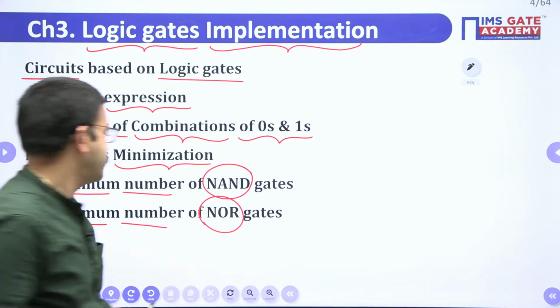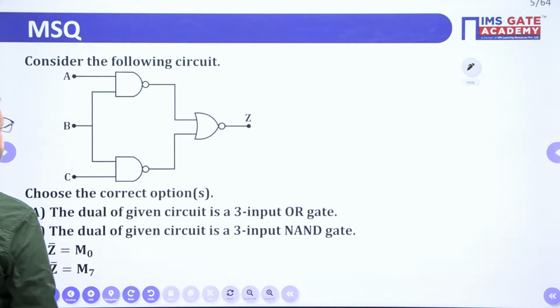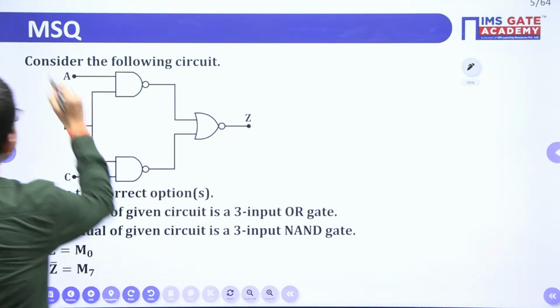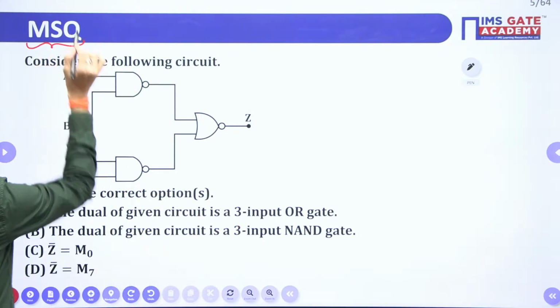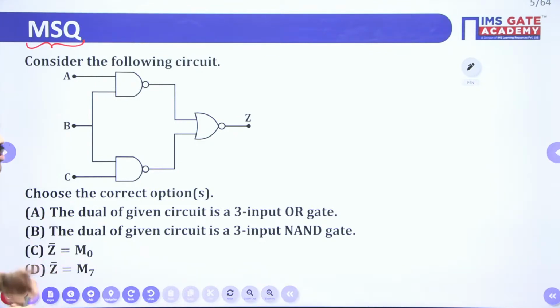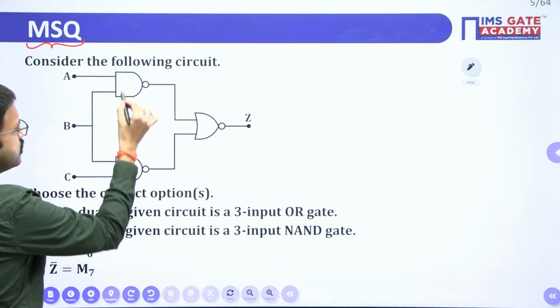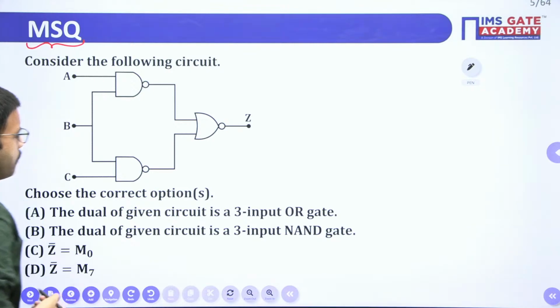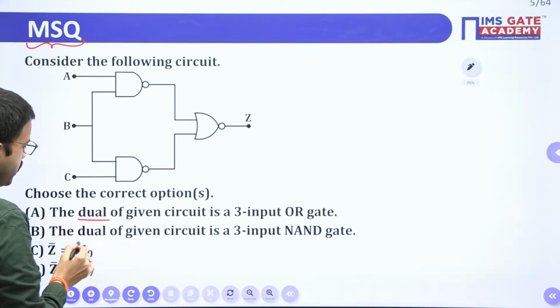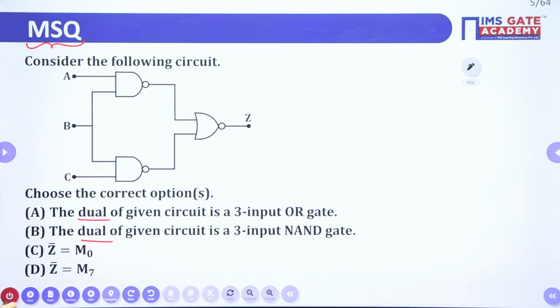Yes, very good. So this is the first question. This question is MSQ, which means either one option or more than one option can be correct. Here they have given one circuit diagram based on NAND gates and a NOR gate, and they have given 4 choices. Options A and B correspond to the dual, and options C and D relate to the complement of the output. Okay.